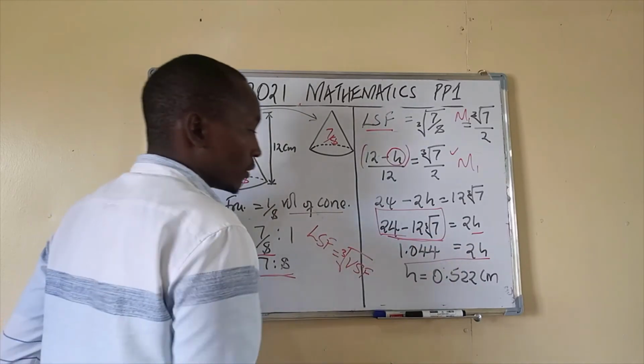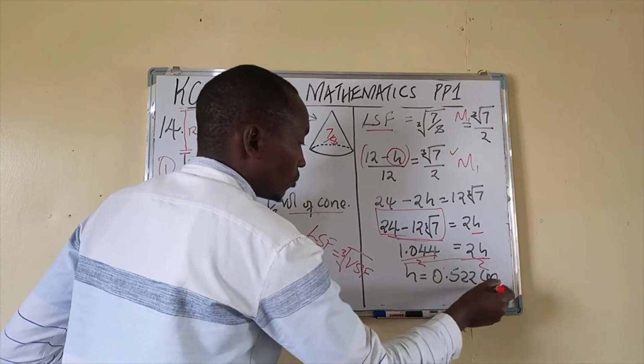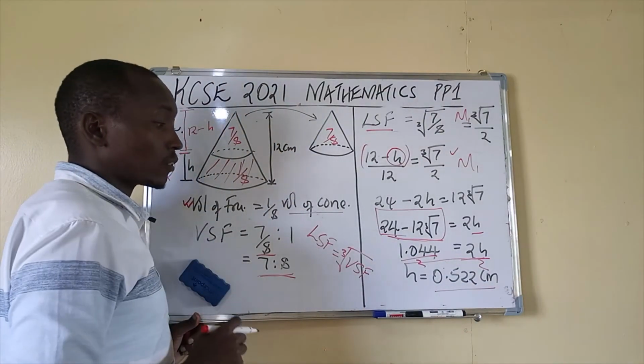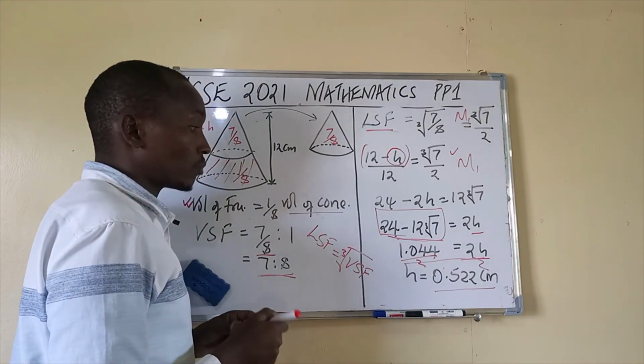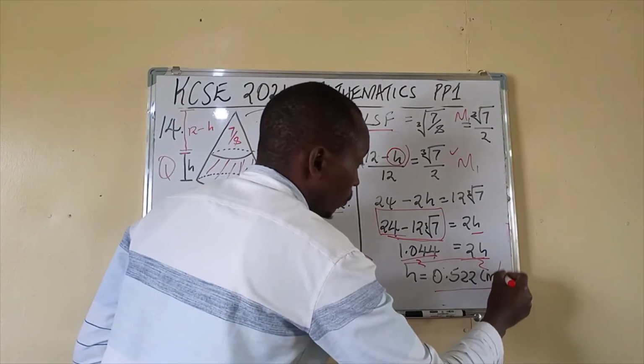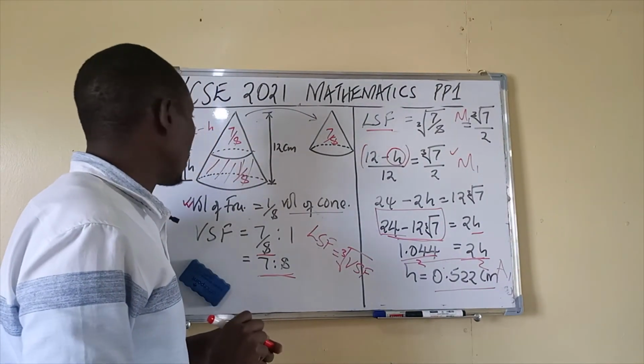If you continue working out using your calculator, you can evaluate this. Then you get 1.044. Divide by 2 on both sides. Then the h, that is the height of the frustum, is 0.522 centimeters. And that's where the student now scores the final answer marks. Thank you. That's number 14.